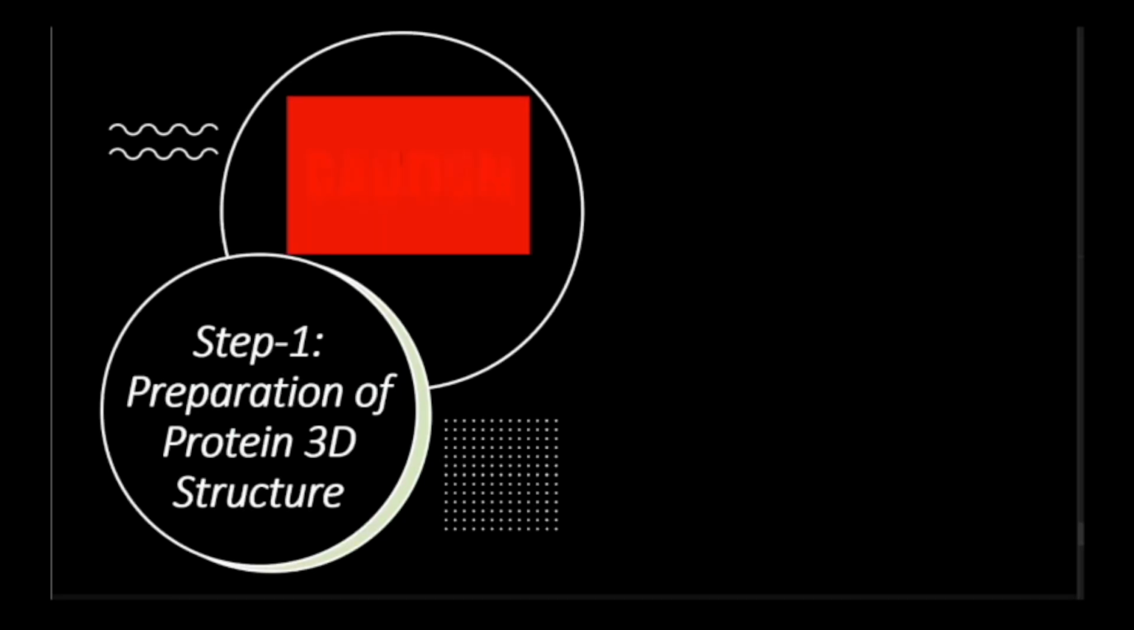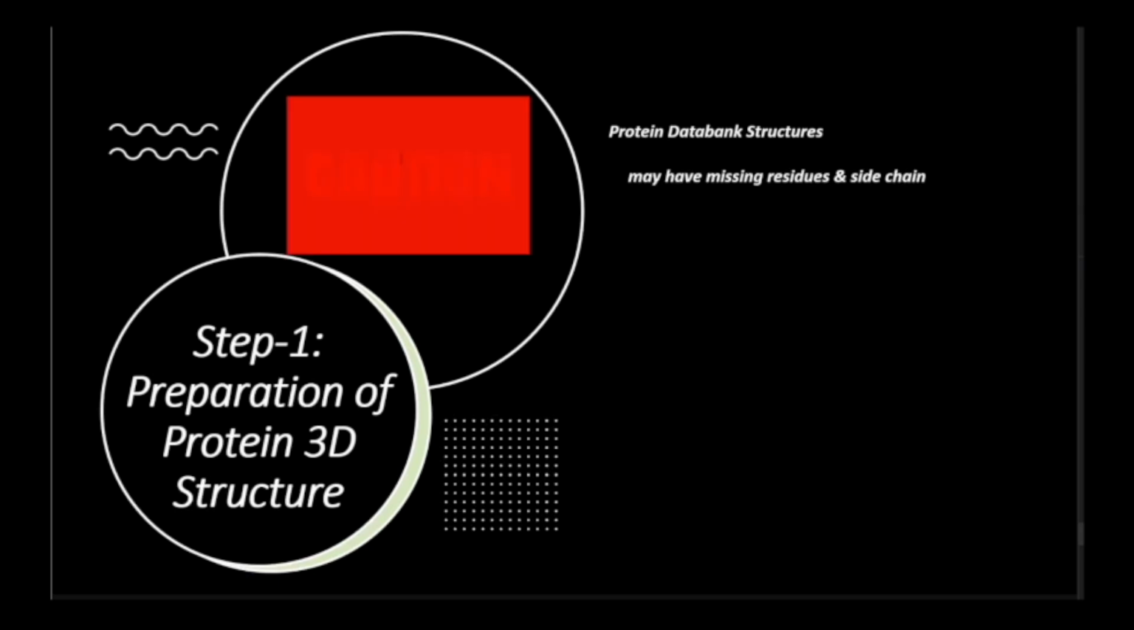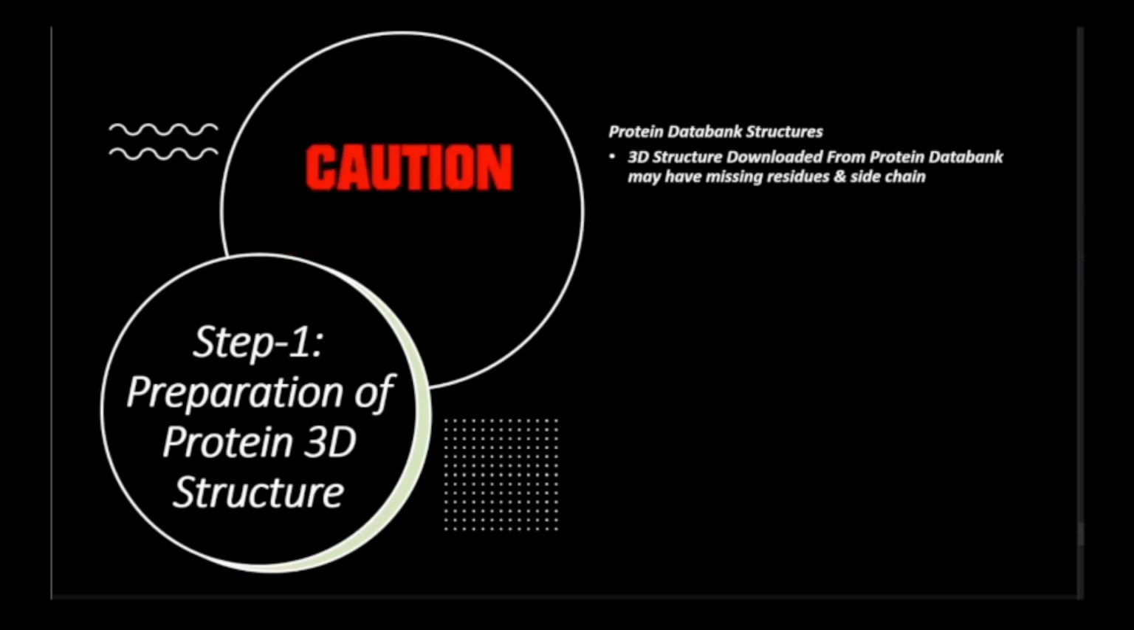Now, once you have the three-dimensional structure of the protein, you can't take it straightforwardly to the molecular dynamics simulations. Particularly if you download the structure from the Protein Data Bank, you can't take it directly to molecular dynamics simulations. But why can't you?